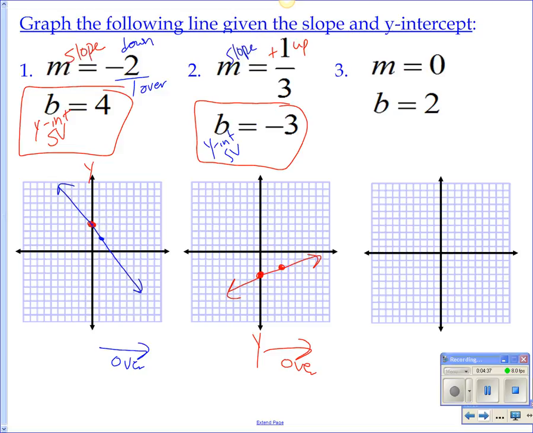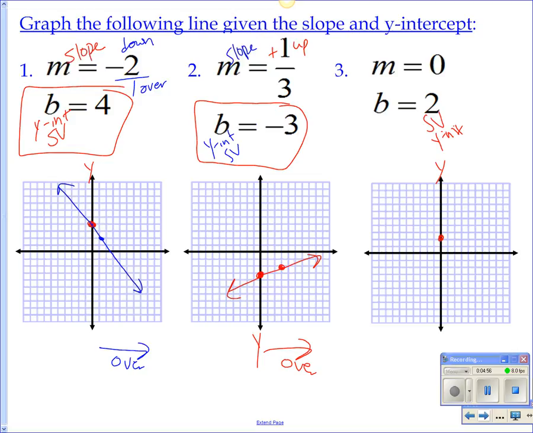All right, the next one, my starting value is 2. So I go up 2. You always put your starting value on the y. So you go up 2 and put a point.